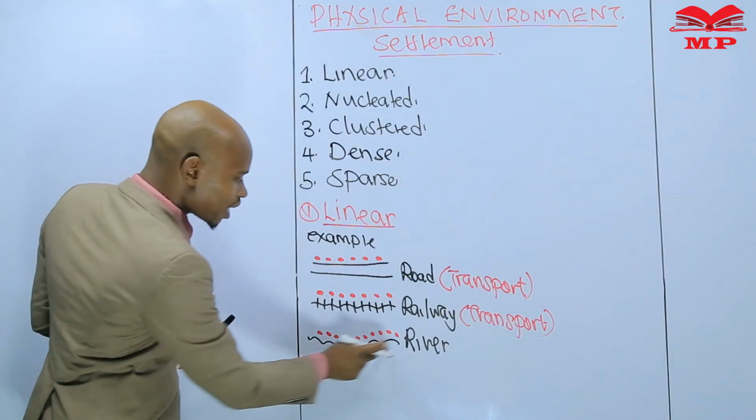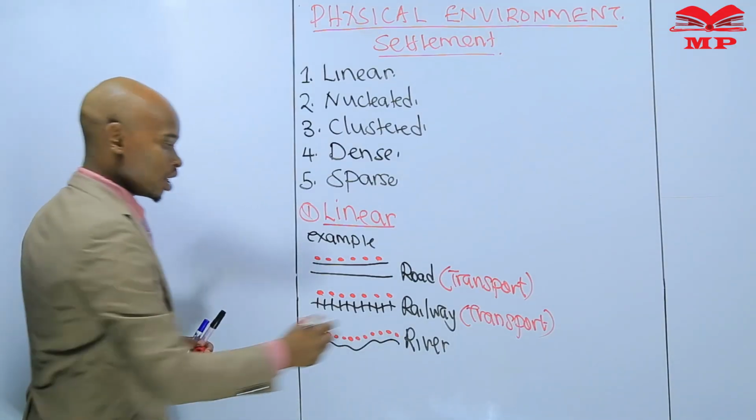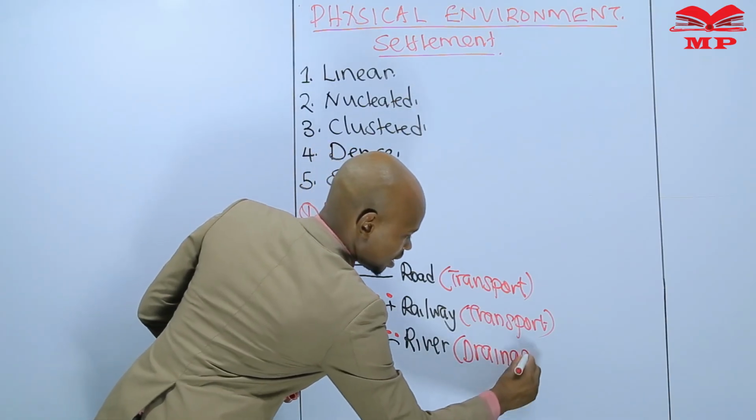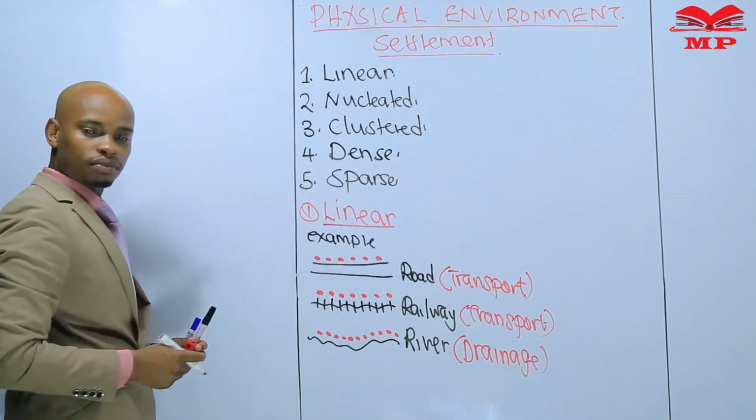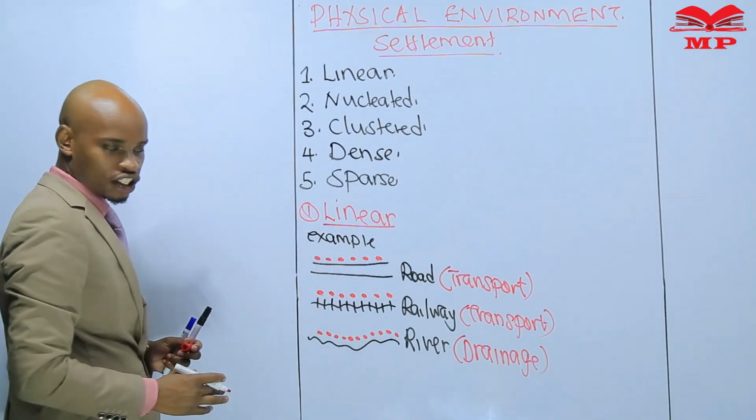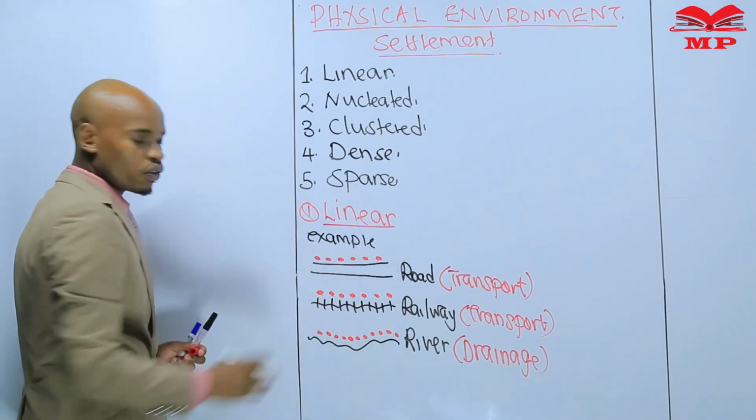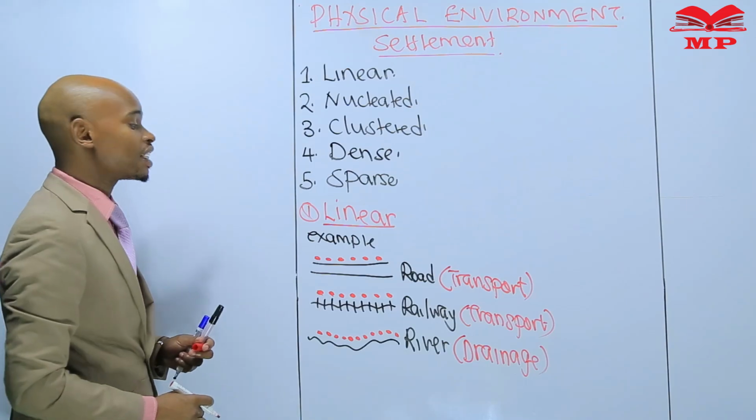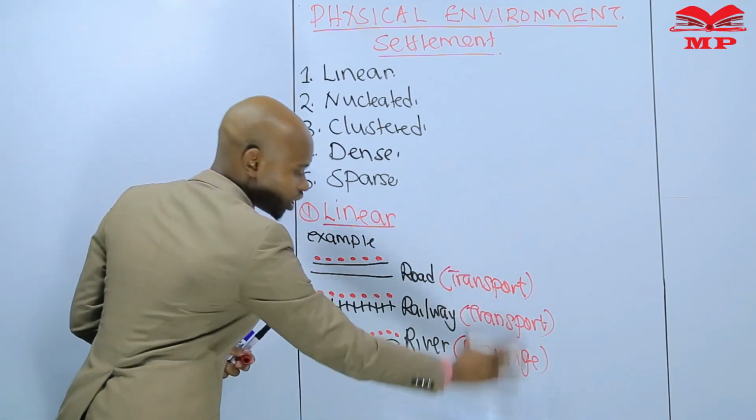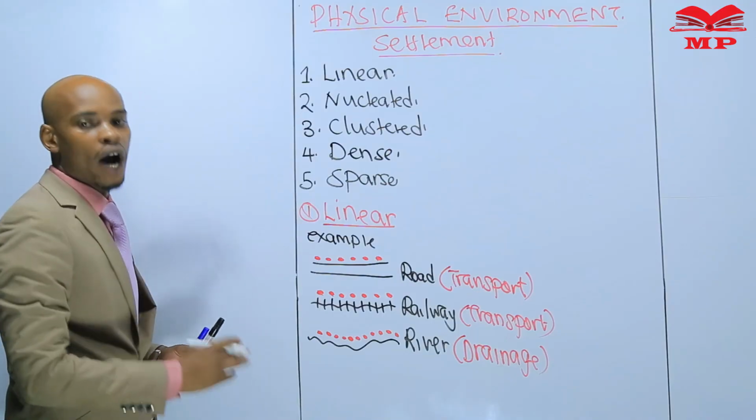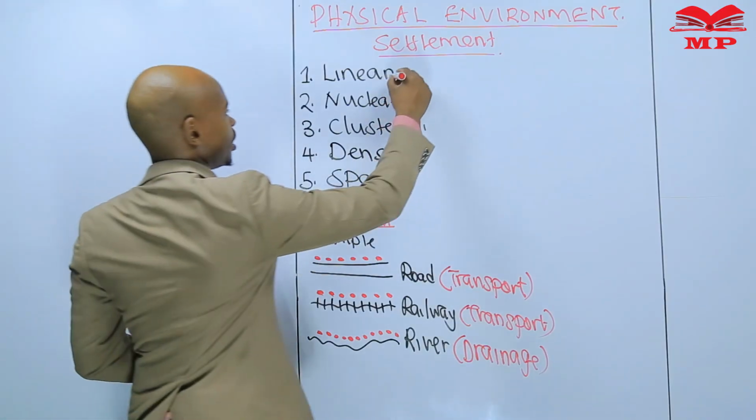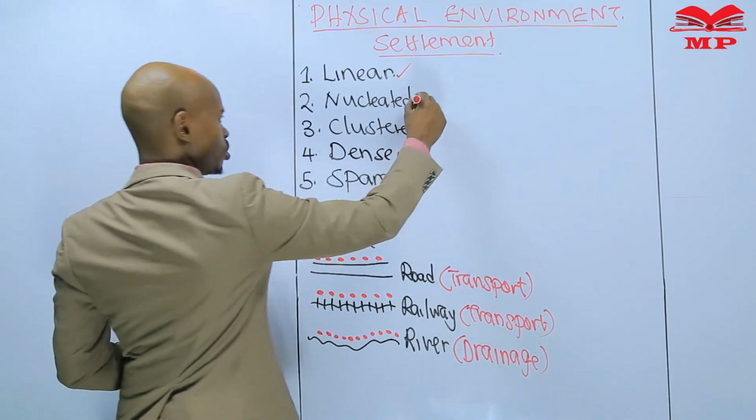If they are following a river, then they are being influenced by a drainage feature. So it is not enough for you to identify which type of settlement. It is also very important to know why they assume that type of settlement. That is linear.